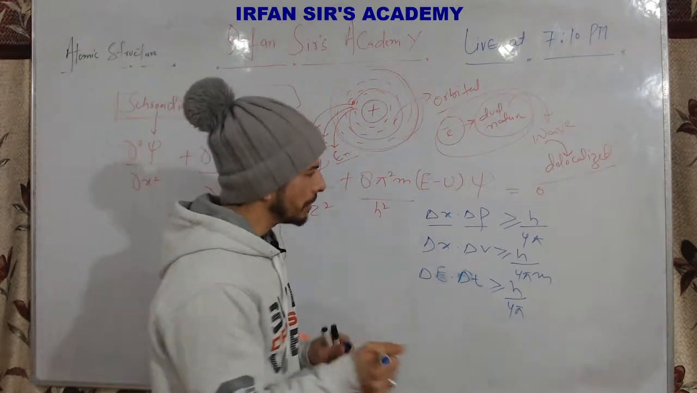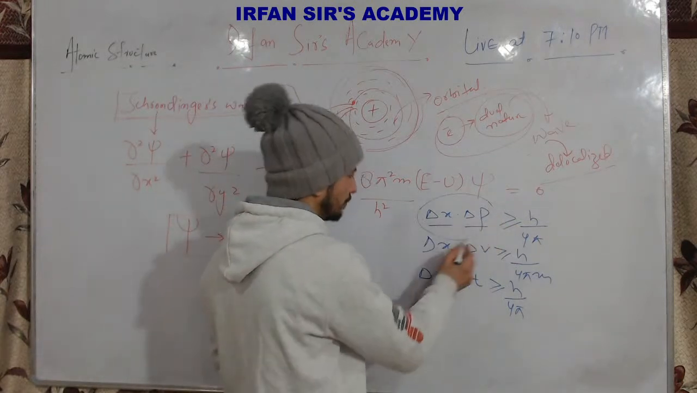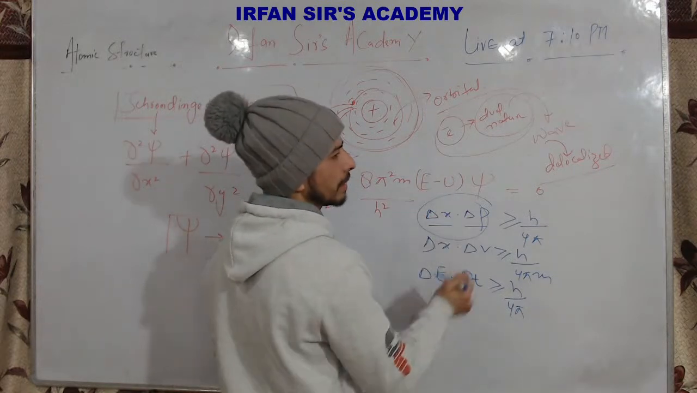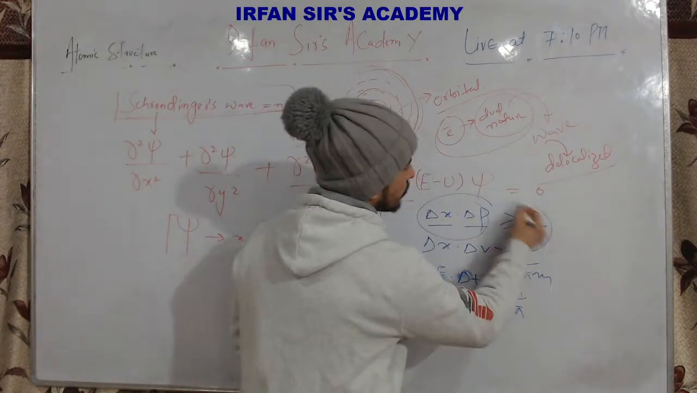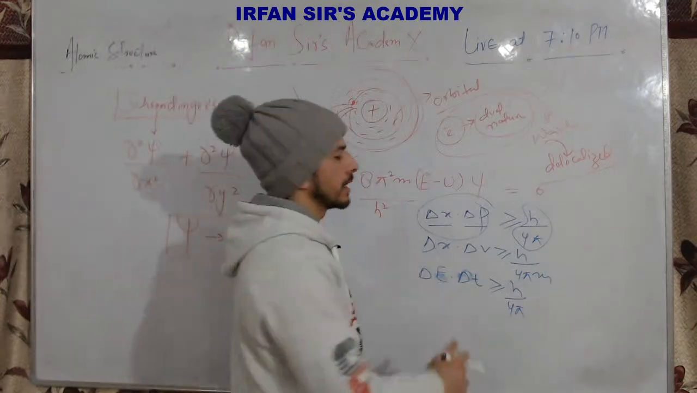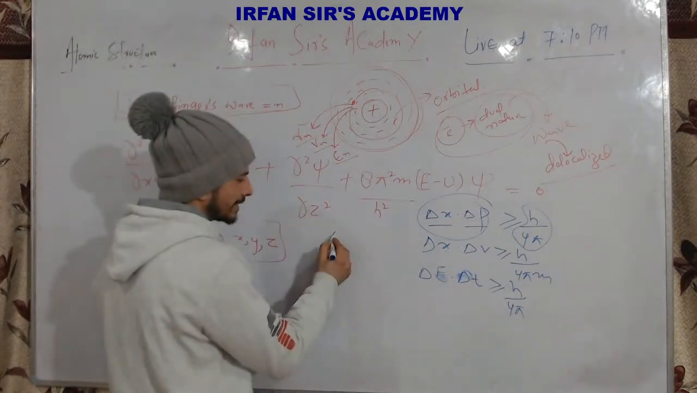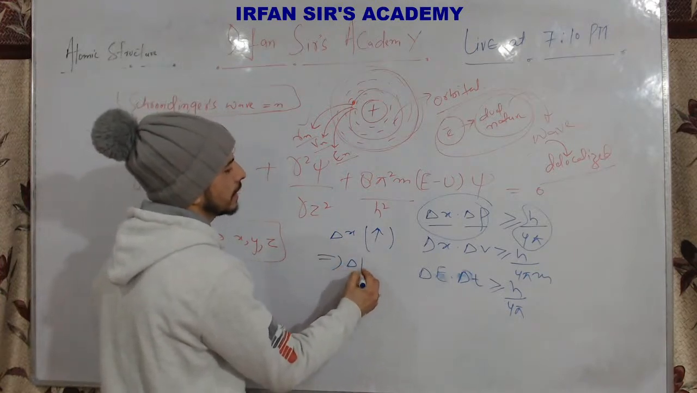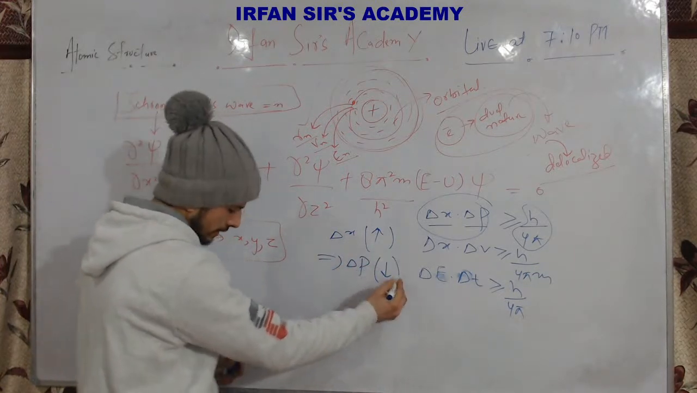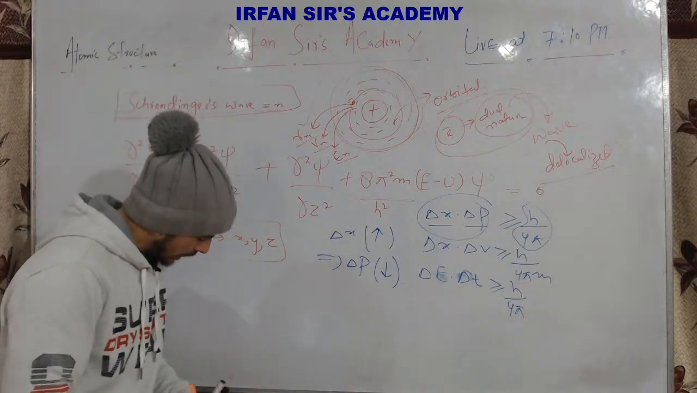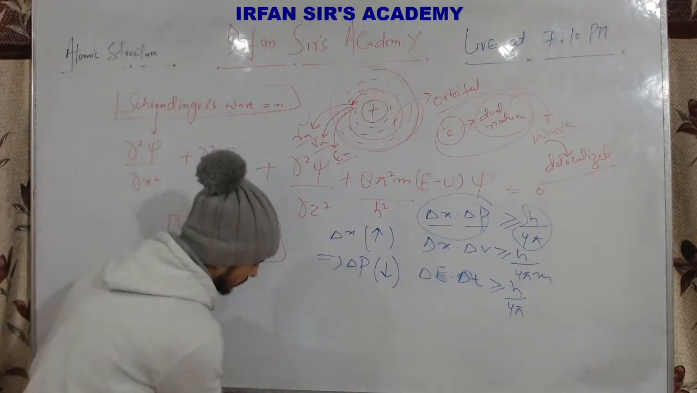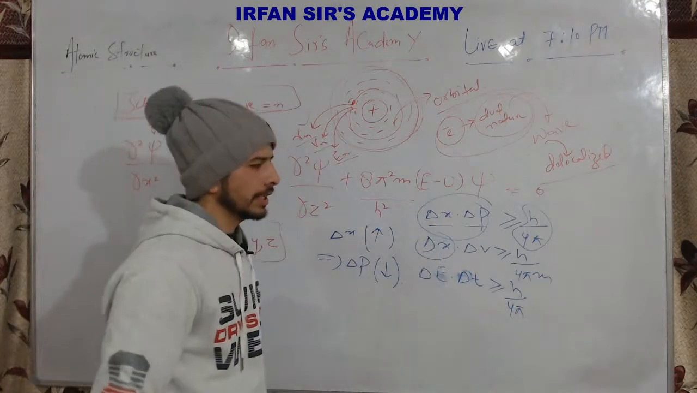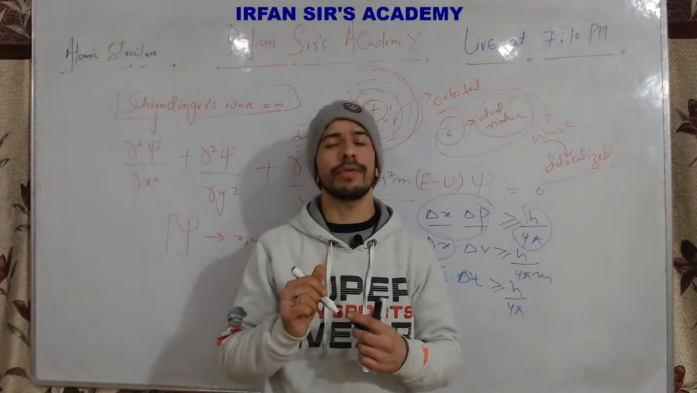Uncertainty in time. The minimum product of the uncertainty of position and momentum will be h upon 4 pi. And if the uncertainty in position increases, the uncertainty in the other, that is the momentum, will decrease. Yes. Okay. Now, for example, you have a fan in your home.